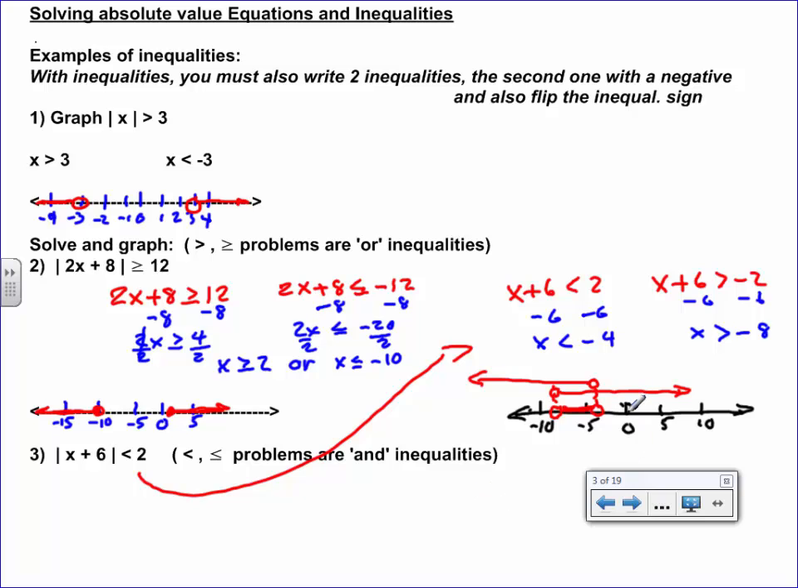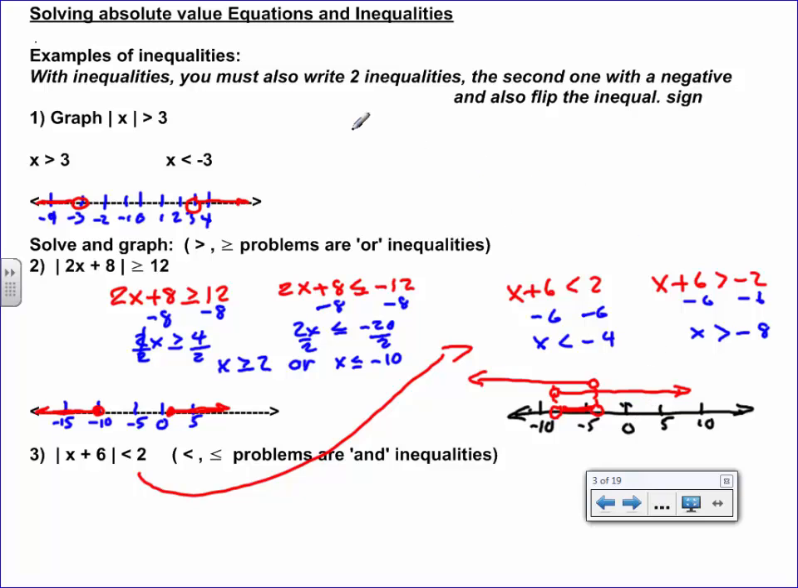For example, if you plugged in 0, 0 plus 6 is 6. The absolute value of 6 is not less than 2. So that's showing you the point outside the shaded area and does not work.